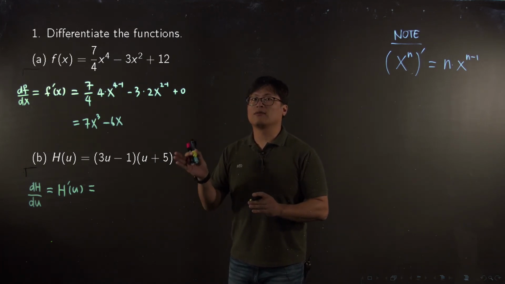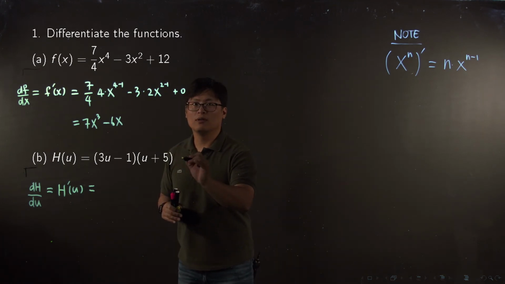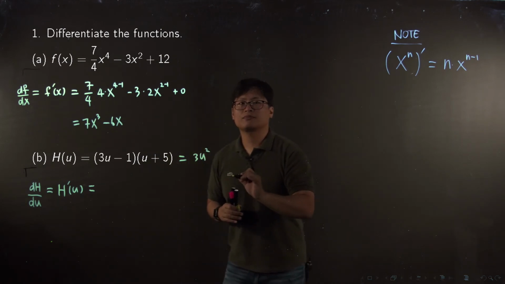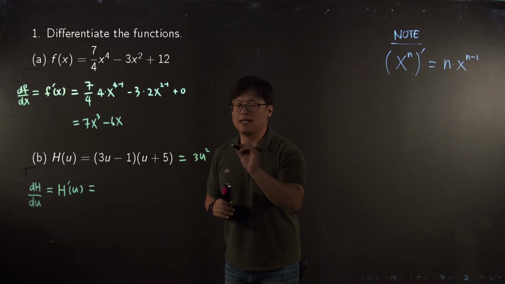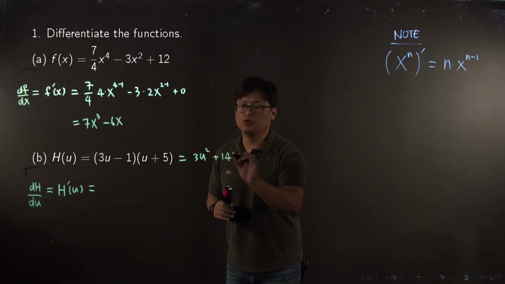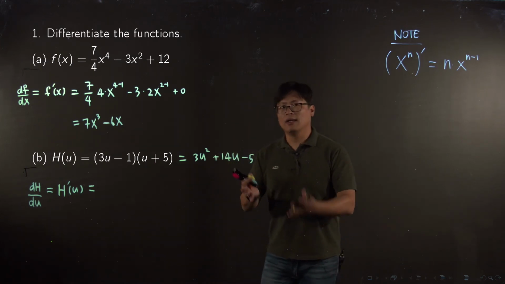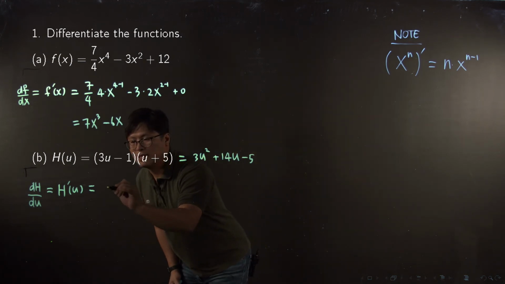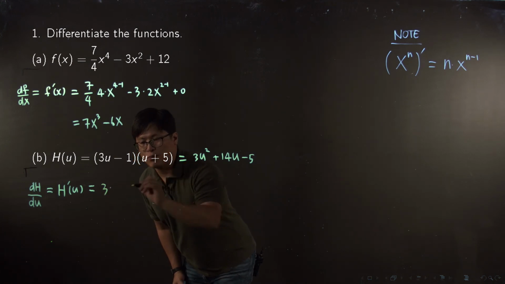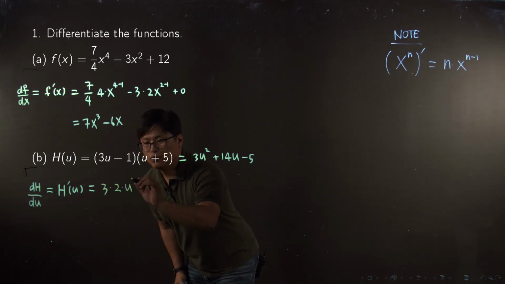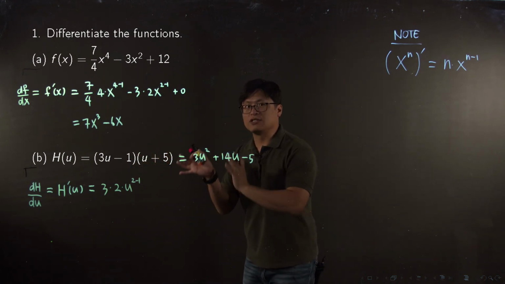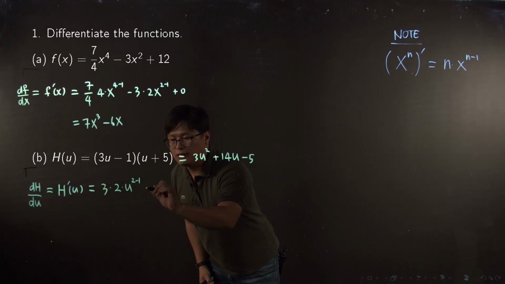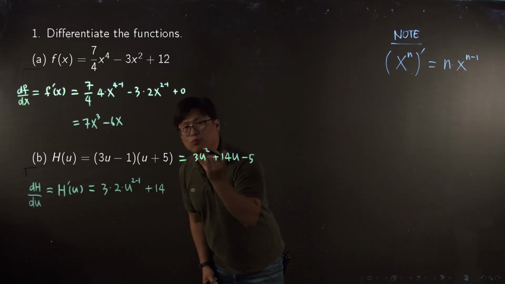So let me do the distribution first. Let's do the FOIL. Then this is equal to 3u squared, and then plus 15u and minus u, which is plus 14u, and minus 5. And then we can apply the direct derivative rule. So here we go. h prime is 3 times u squared prime, which is 2 times u to the 2 minus 1. Again, a coefficient is just a coefficient. Don't do anything to it. Just take care of the function part. And for 14u, it is 14, and u prime is equal to 1.